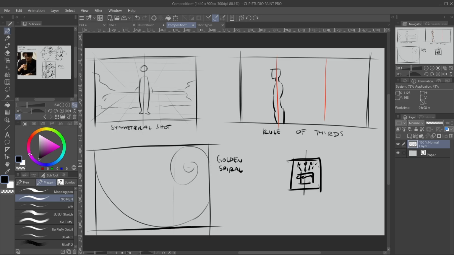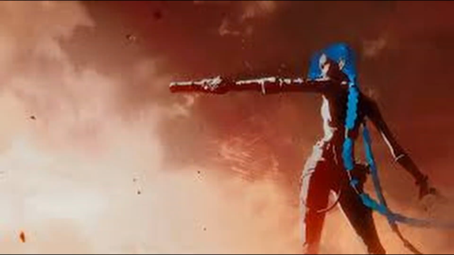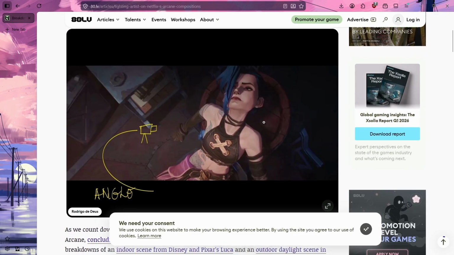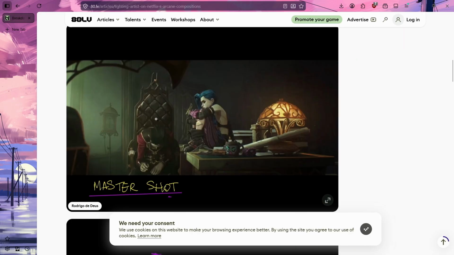Like it's weird. Rule of thirds, also pretty self-explanatory. Whatever format you're using, divide it into three and then choose one of those thirds of the screen to put your character or subject in. This is basically what I did when I was studying the different shot types. Here we've got a rule of thirds. She's in the right third of the screen. Here we have Silco on the left third, and then Jinx is kind of in the middle.